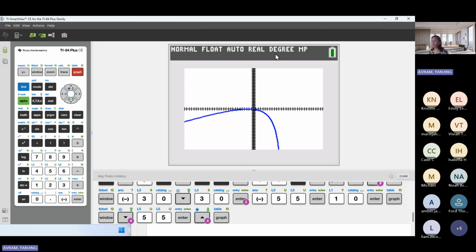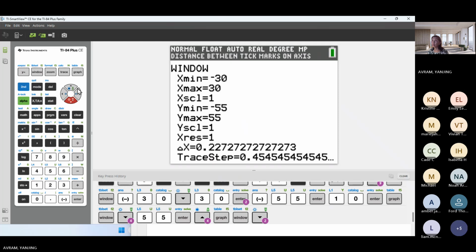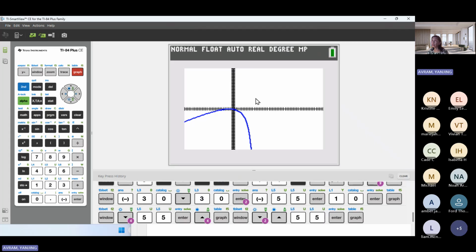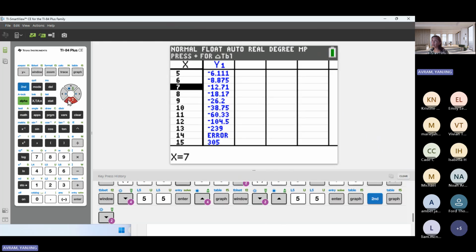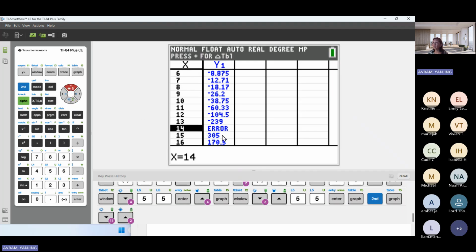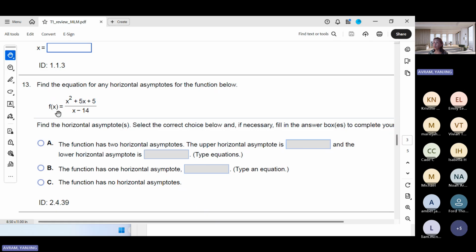Okay, so this one does have a vertical asymptote, x equal to 14, but the vertical asymptote is not part of the graph, so usually they don't graph that, right? You can see when x equals 14, y is an error. So what's the error? That means y doesn't exist. So that is the vertical asymptote, because the graph will never pass x equal to 14. Okay, so that's a vertical asymptote.